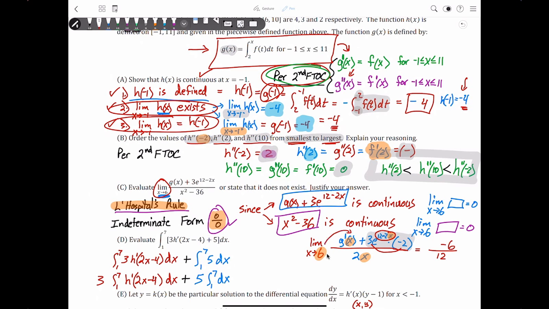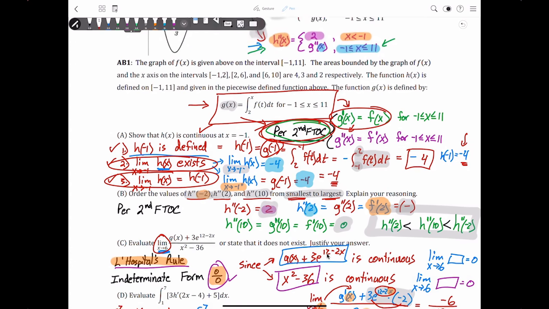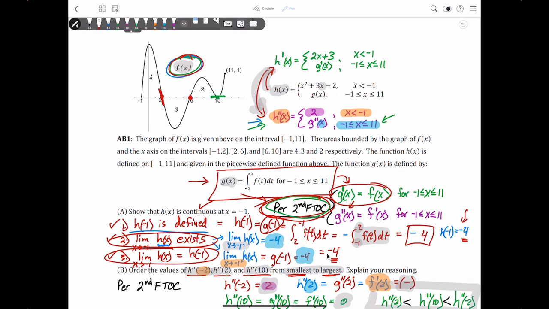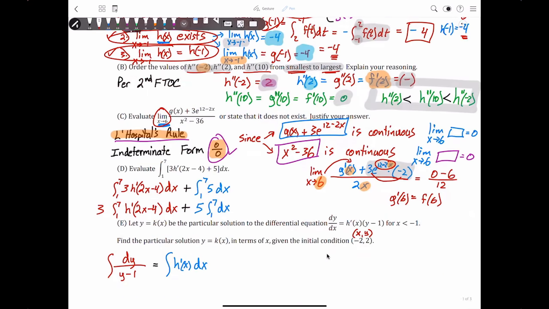Now I just have to find what is g prime at 6. Well, per second fundamental theorem way up here, we obtained that g prime was the same as f of x. So what g prime at 6 is equal to is the same of what is f of 6? What is the value of f at 6? And over here, per the f of x graph, we know that the value is, because this is our position function, if you will, is 0. So we're going to put 0. So therefore, I have 0 minus 6, which is negative 6 over 12, becomes negative 1/2. That would be the answer for this limit.